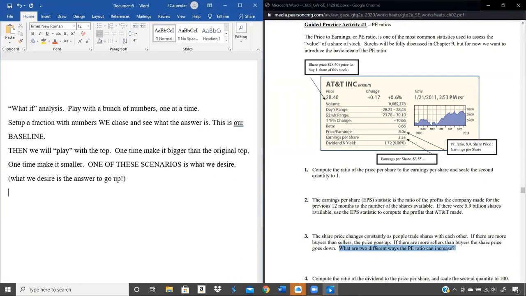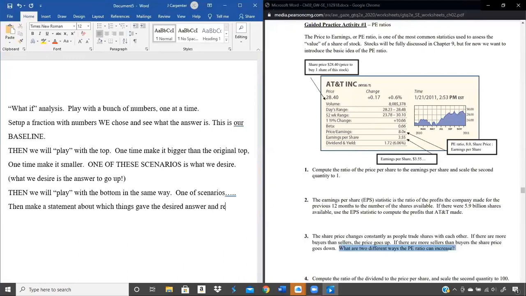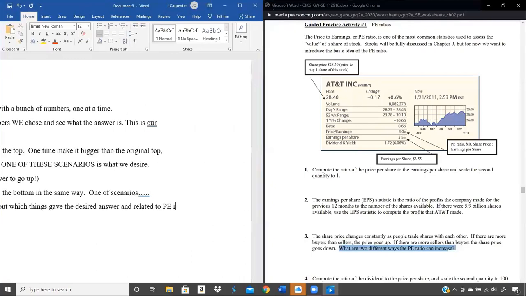Okay, so that's scenario A. Scenario B is we'll play with the bottom. Same way. And one of the scenarios is what we desire, to make the whole thing go up. Then make a statement about which things gave the desired answer and relate it to PE ratio.